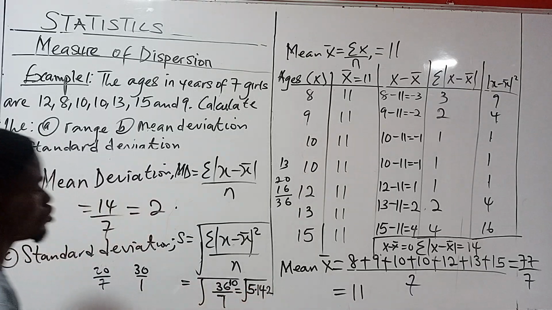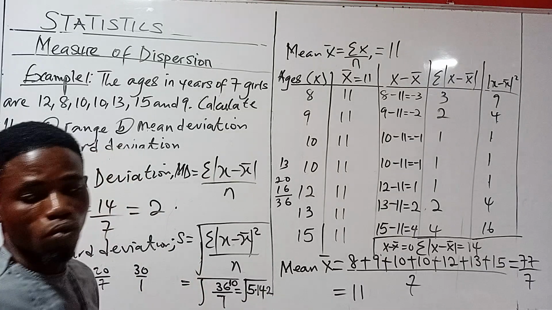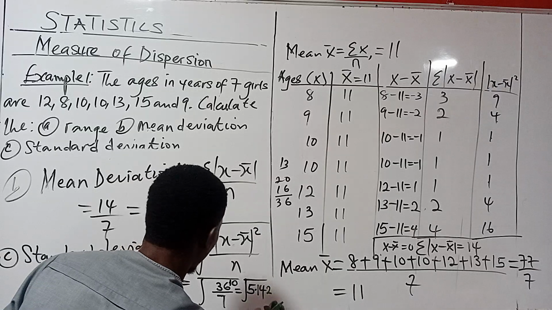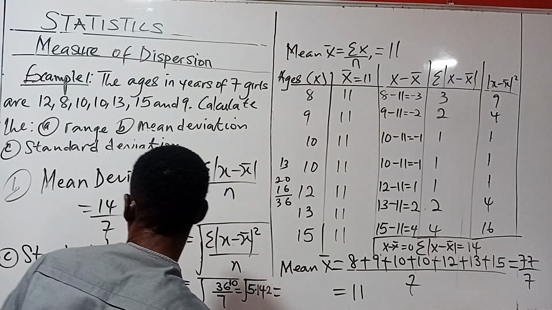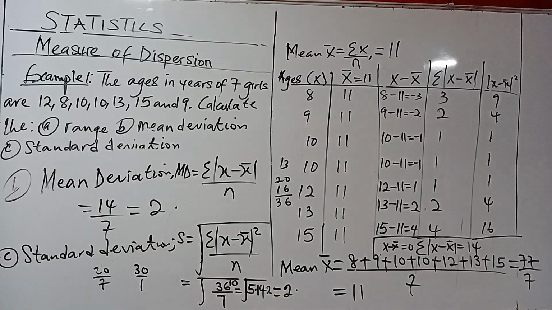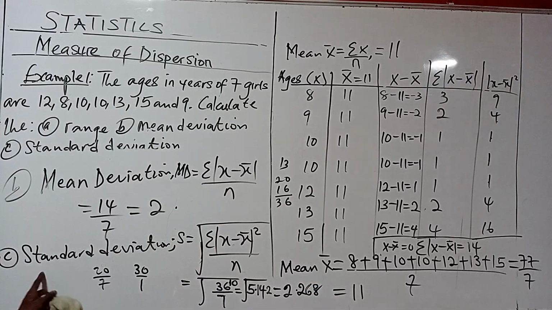Now, when you find the square root of 5.142, what is the answer? That is our standard deviation. So it's going to be 2 point, what do we have? That should be 2.268. So that is the standard deviation.